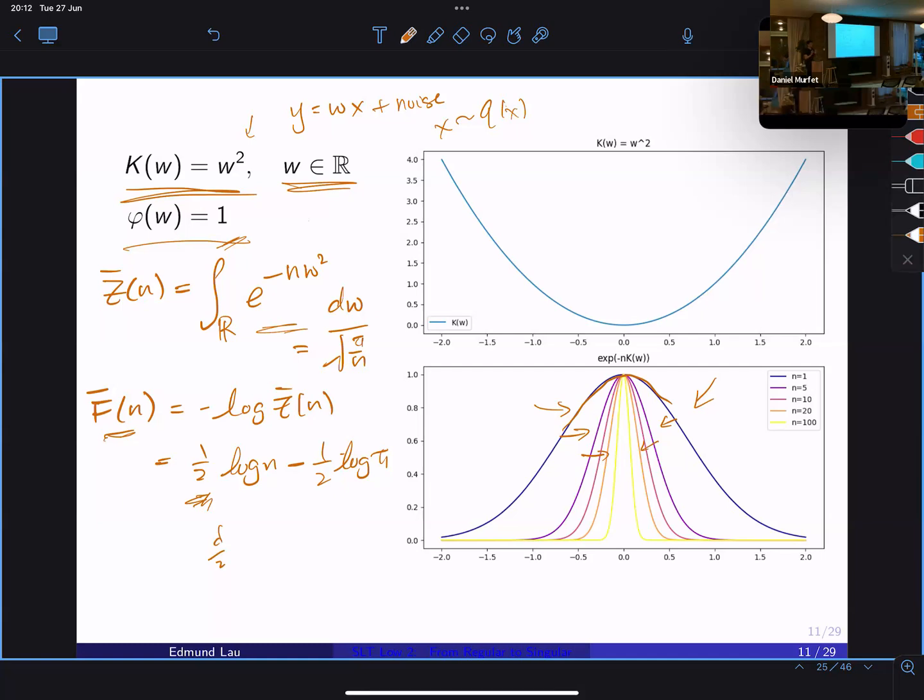This is the result coming from the Bayesian information criterion, the BIC. BIC says that if you want to select a model, like you are selecting using the free energy criteria, for example, you select the model that fits well, and you penalize it by d on 2 log n.